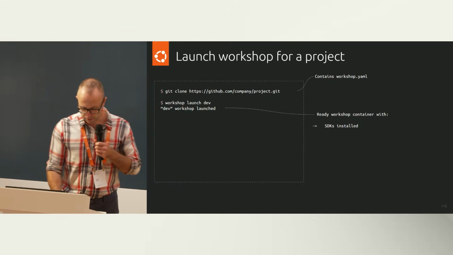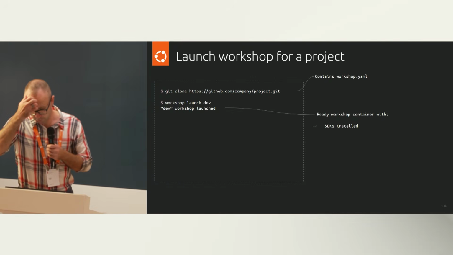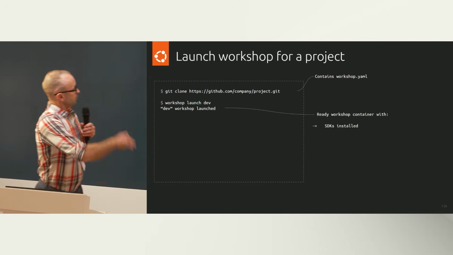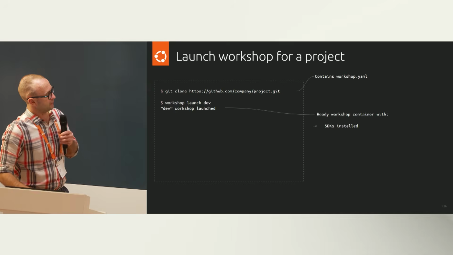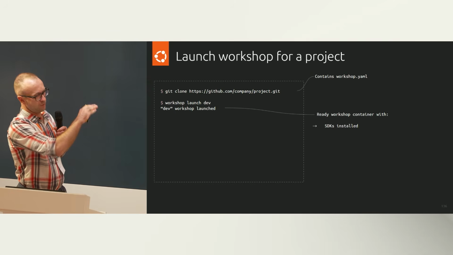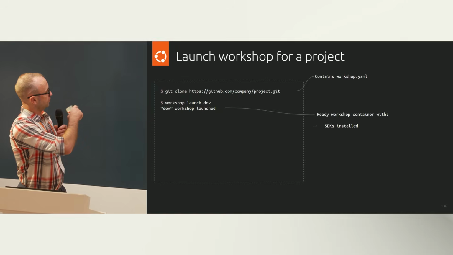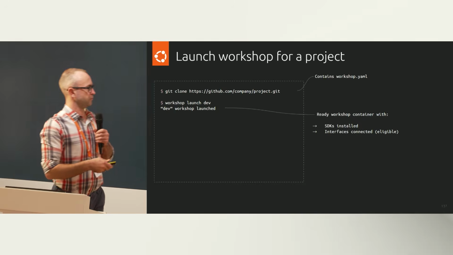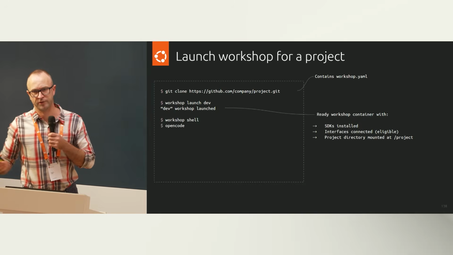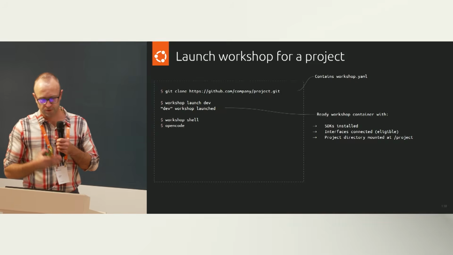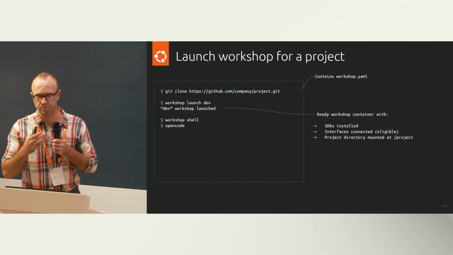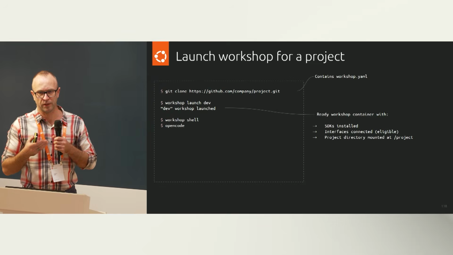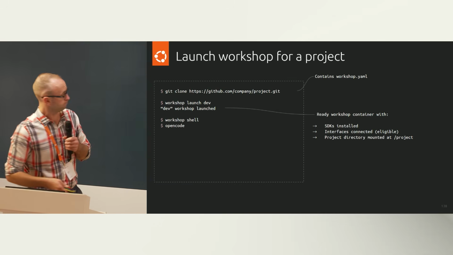Now onto the actual experience. I wanted to pause here a little bit and discuss how we imagine that to be working. The workshop definition is a file called a workshop YAML. It is usually in the source tree of the project. When you clone it, you run workshop launch, and that gets you the working environment. That has SDKs installed, interfaces connected, and your project directory mounted into the workshop container. From there, regardless of the complexity of the dev stack, regardless of what needs to go into that final container, we're done with getting the work environment up and running.